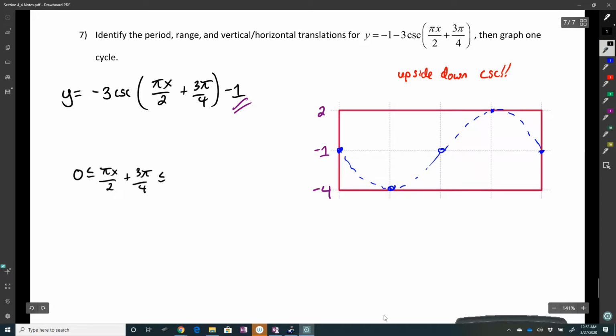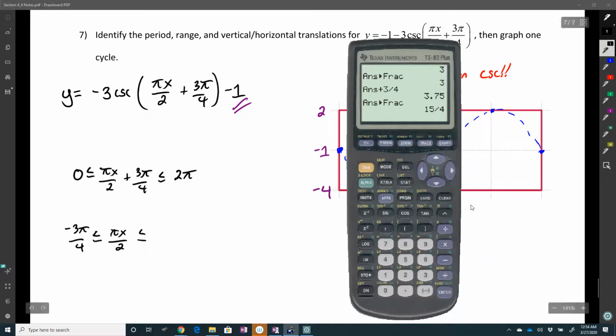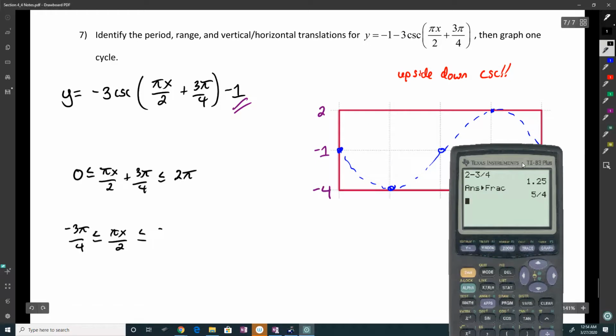Now, since this is cosecant, the period is 2 pi. So I subtract minus 3 pi over 4. So 2 minus 3/4 is basically, I'll just use my calculator. So if you want, you can say 2 minus 3/4, which is 5/4. And so we end up with 5 pi over 4.